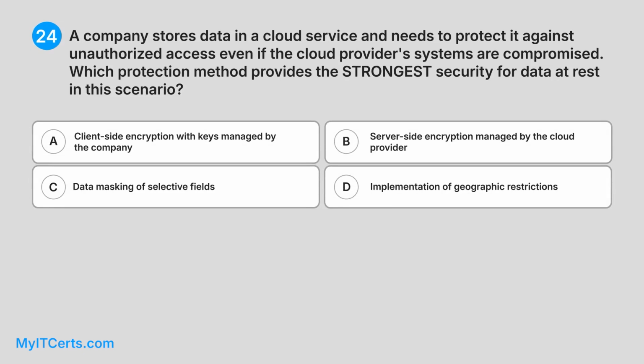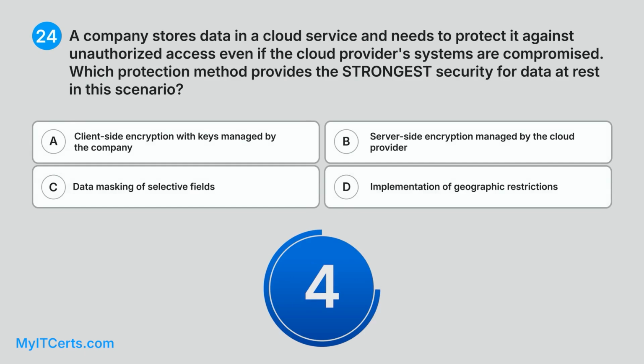(24) A company stores data in a cloud service and needs to protect it against unauthorized access, even if the cloud provider's systems are compromised. Which protection method provides the strongest security for data at rest in this scenario? A. Client-side encryption with keys managed by the company. B. Server-side encryption managed by the cloud provider. C. Data masking of selective fields. D. Implementation of geographic restrictions.